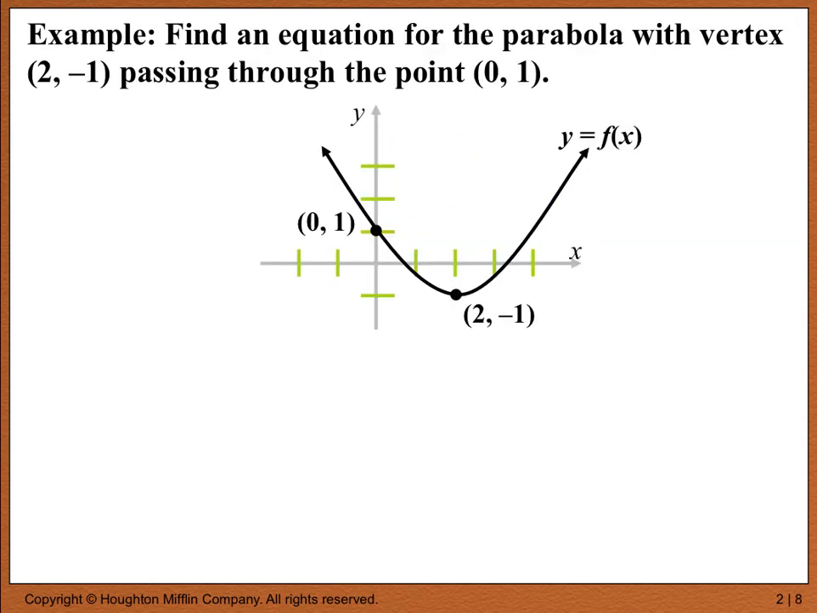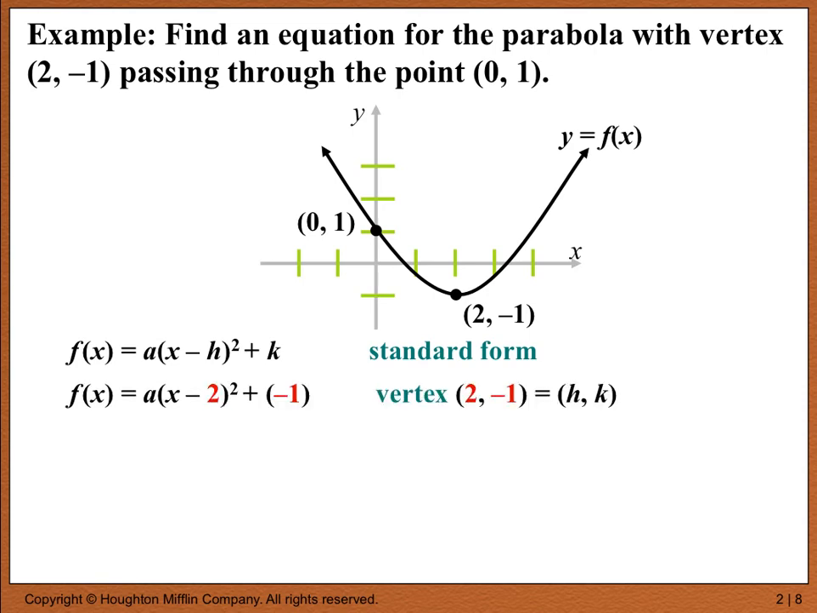Find an equation for the parabola with vertex (2, -1) passing through the point (0, 1). All right, you also should be able to do this on your own. So pause the video, try it, and resume if you get stuck or when you have the final answer. F of x equals a times x minus h squared plus k. That's the standard form. We are now going to fill in what we know. So we put in our h and k since we're given the vertex.